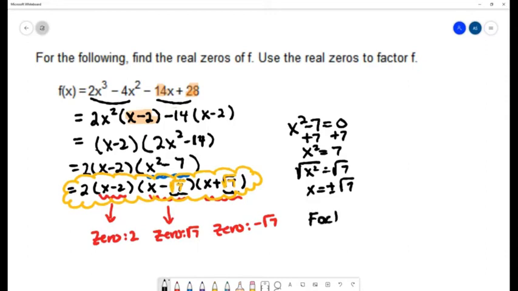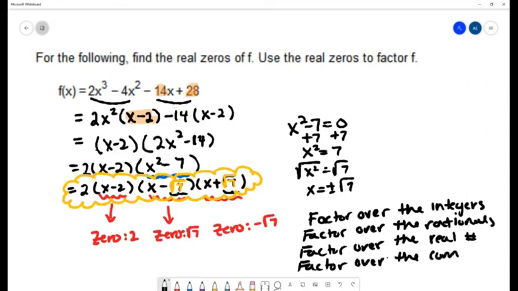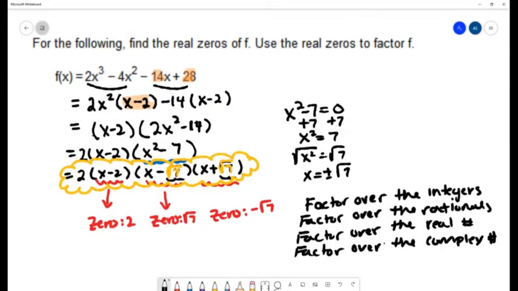We can factor over the integers. We can factor over the rationals. We can factor over the real numbers, and we can factor over the complex numbers. And all of this is just how far you go with your factorization.